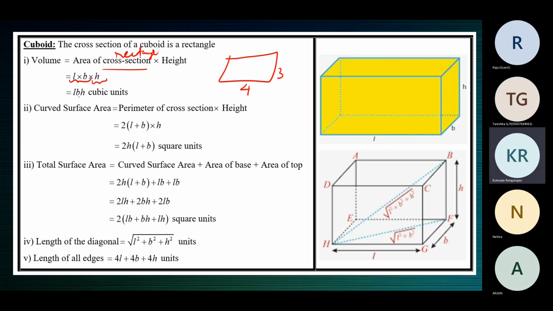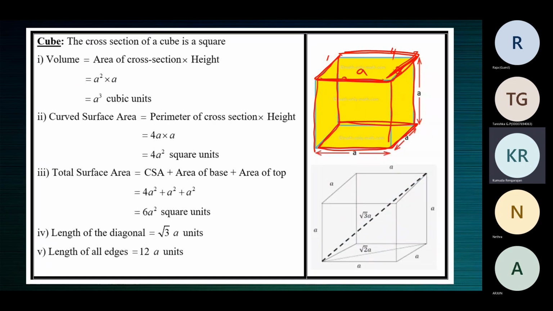So LBH cubic units is the formula to find the volume of a cuboid. Area of the cross section into height. The cross section is a rectangle, its area is L into B, into H. Area of the cross section into height is the volume of a cuboid. Next comes the curved surface area. As we understood here, the curved surface area is the perimeter of the cross section into height. Volume is area of the cross section into height.